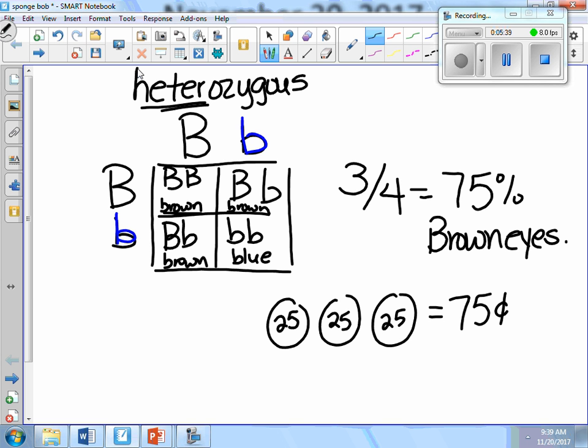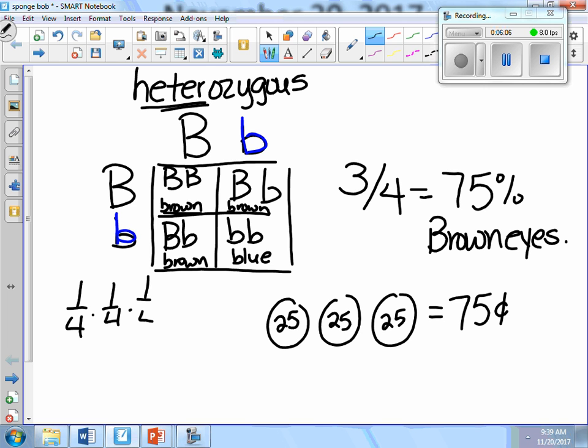1 out of 4. So when you throw a coin, are you always going to get heads? No, sometimes you get tails. When you roll a dice, you're always going to get number 1? No, sometimes you get 2, 3, 4, 5, 6. Every time this family has a baby, given their genes, they have a 1 in 4 shot of getting a blue-eyed baby. Could they have all blue-eyed babies? Yeah. It's pretty rare, though, because they have a 1 out of 4 shot every time.